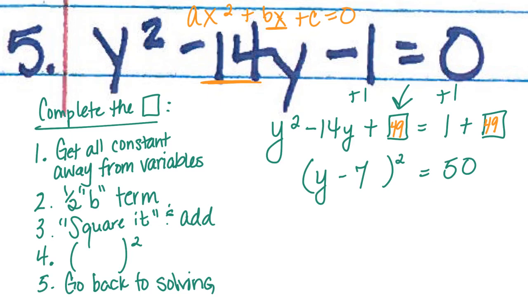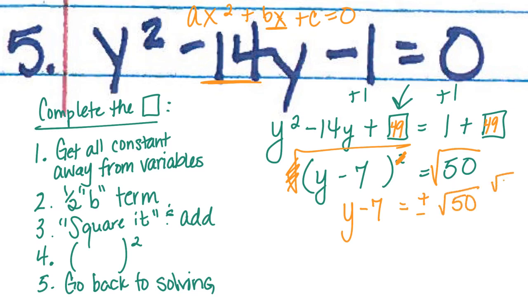And remember, to do that, I have a perfect square here. I have to take a square root. What I do to one side, I do to the other. This square is canceled out by that square root, so we just have y minus 7. Anytime I take a perfect square, or solving for a y squared or a w squared or an x squared, I do need a plus or minus. And I know that 50 can break down to 25 and 2. So this is really saying y minus 7 is equal to plus or minus, this 25 is 5 root 2.